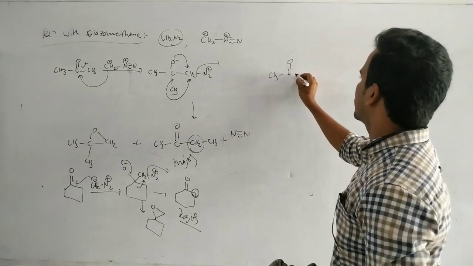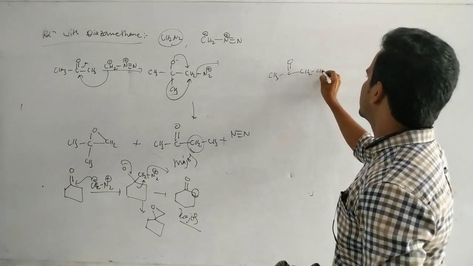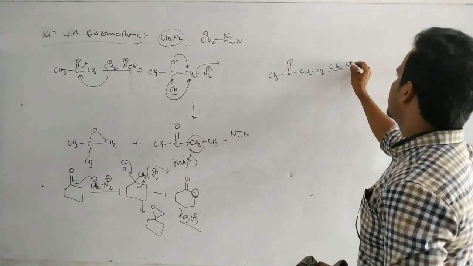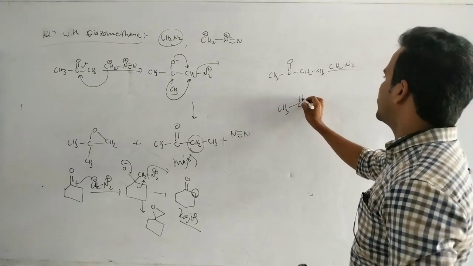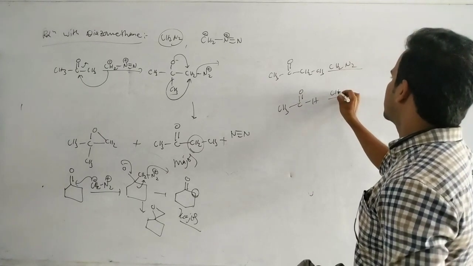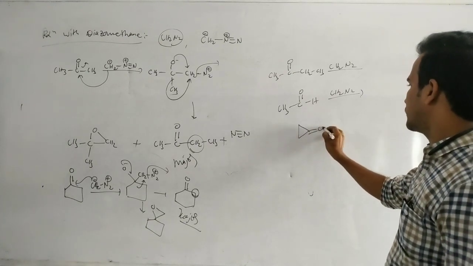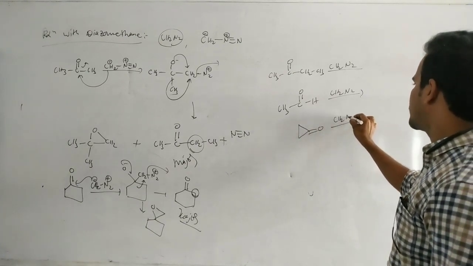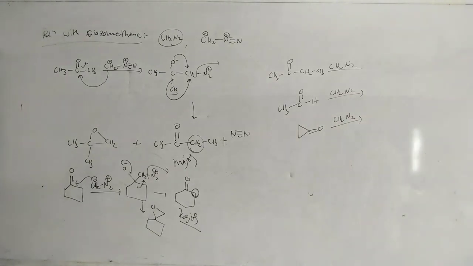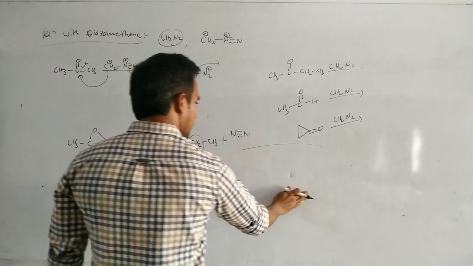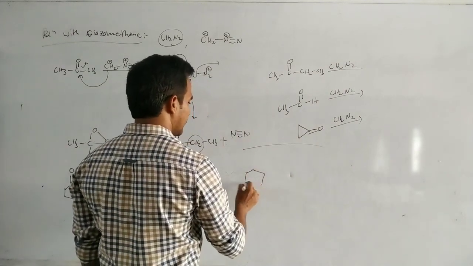And next, write the product for this: CH3CH2 with CH2N2, and CH3C double bond O H with CH2N2, and cyclopropanone with CH2N2. Okay, write the reactions. And next, some more reactions.